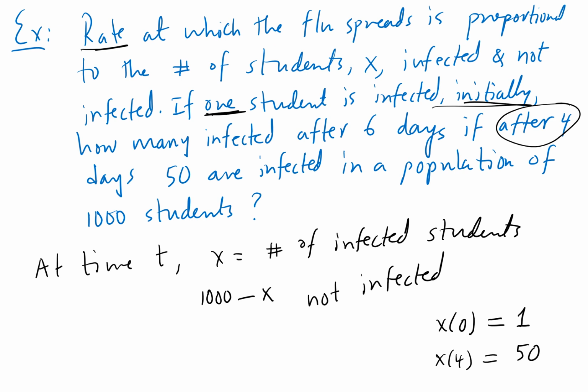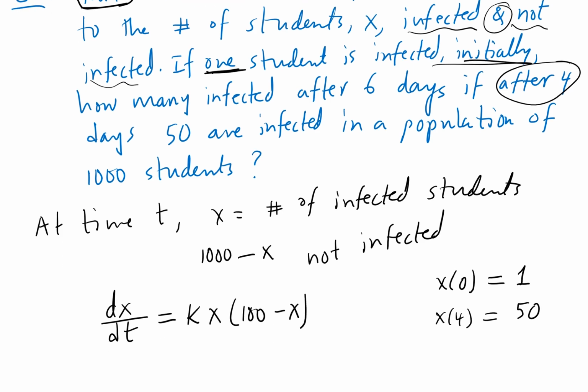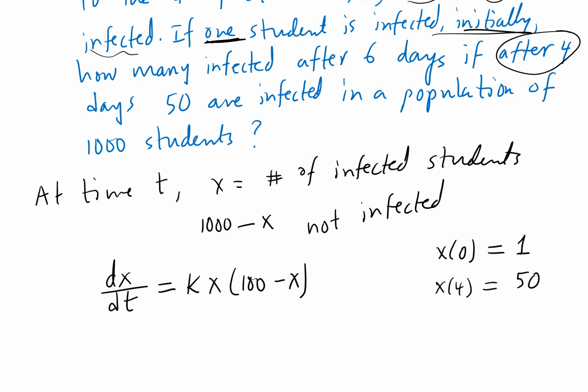It says the rate. What's the rate? The rate is dx dt, the rate at which the flu spreads is proportional. Proportional means it's a constant times both the infected and the not infected. So the infected is x and the not infected is 1,000 minus x. So that's how we translate that into an equation like this, specifically the differential equation.